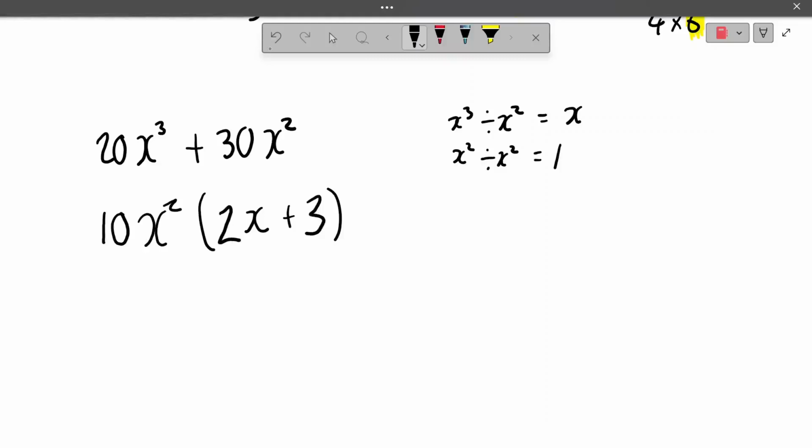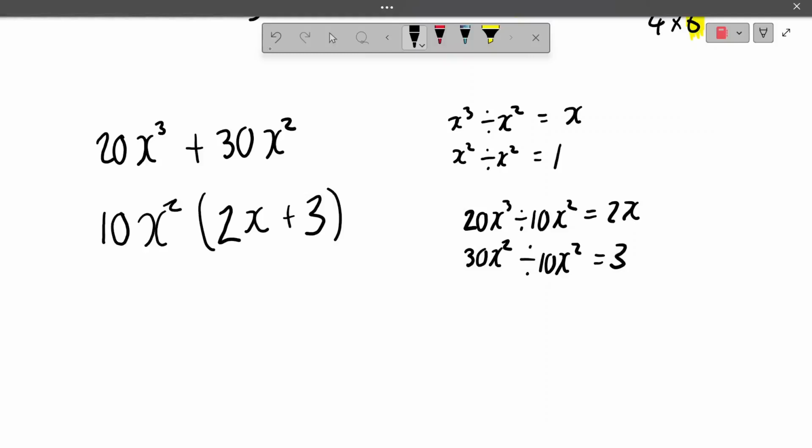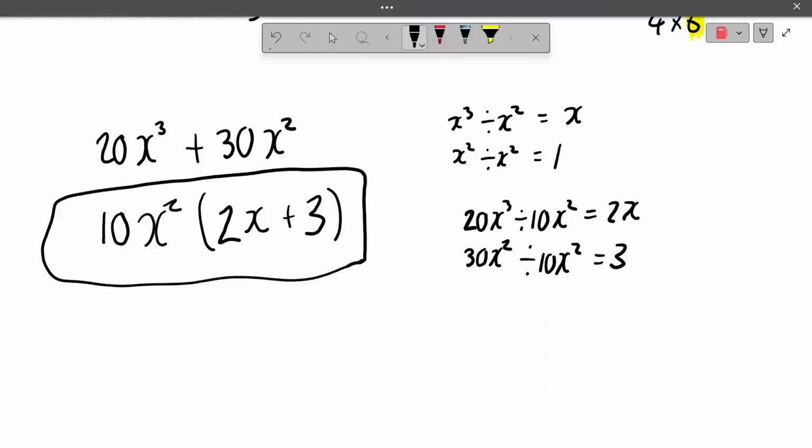I've done that in a bit of a random order, but what we're doing is 20x cubed divided by 10x squared is 2x, and 30x squared divided by 10x squared is 3. And that's our two parts of that. So that is it factorised.